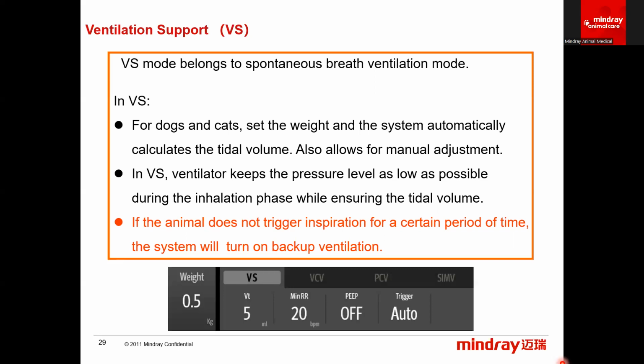And then fortunately, we still have this minimum respiration rate. So if your patient doesn't trigger an inspiration, that's in keeping with a respiration rate of 20, or for a bigger dog, 6 or 4, the system will turn on backup ventilation and it'll provide volume controlled breaths at this goal tidal volume. So if your patient suddenly decides that they don't want to breathe, it's okay. They're still going to get ventilated in accordance with this minimum respiration rate that you are able to set yourself.